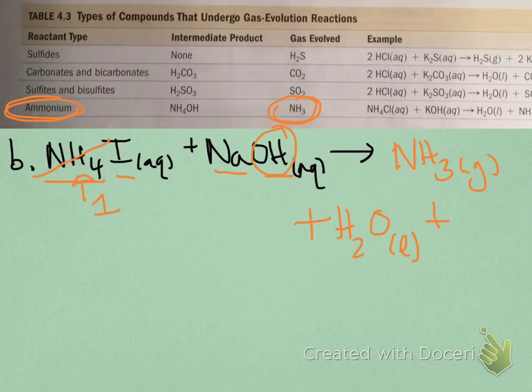And then we're going to have NaI as an aqueous product. And that takes care of all of our atoms that we have. The equation is completely balanced. Notice we have 1 nitrogen on both sides, 5 hydrogens on both sides, 1 sodium, and 1 iodine. So this is the entire equation.